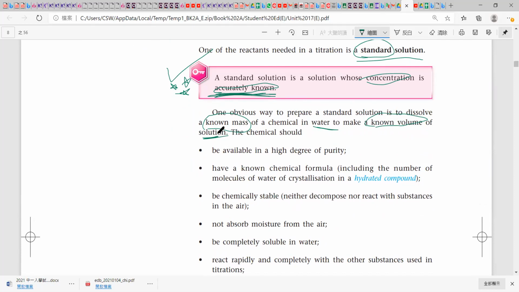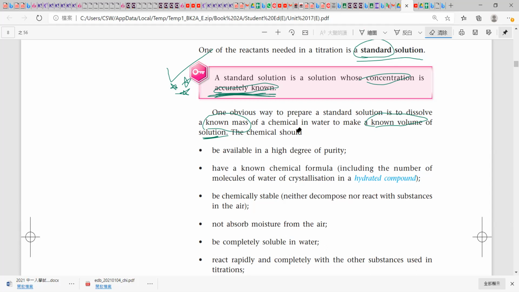嗱，睇清楚啊 we need a known mass of chemical in the water, which means solute, and known volume of solution. Mr. Chin, how about volume of solvent? Why didn't we need to tackle that? Well, you need to, but you need not think of the accurately known volume.